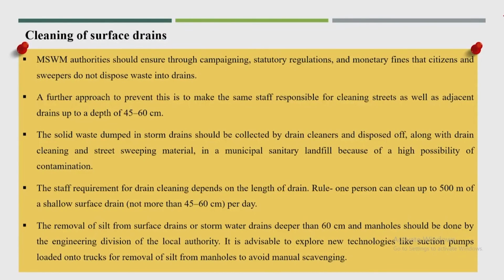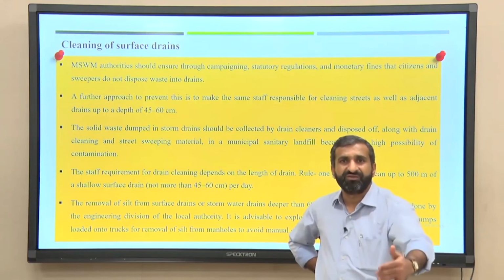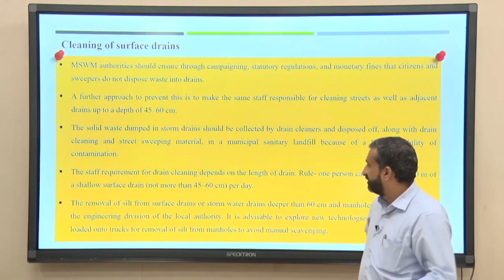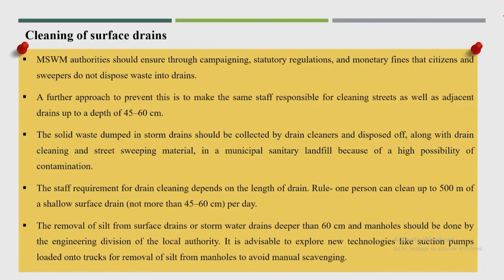A further approach to prevent this is to make the same staff responsible for cleaning the street as well as the adjacent drain up to a depth of 45 to 60 centimeter. If somebody is cleaning a particular road, whatever drains are available close to that road also have to be cleaned. The staff requirement for drain cleaning depends on the length of the drain. The rule is one person can clean up to 500 meter of a shallow surface drain, not more than 45 to 60 centimeter, per day.